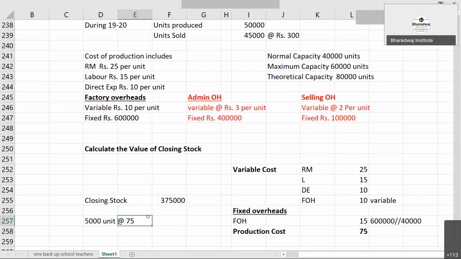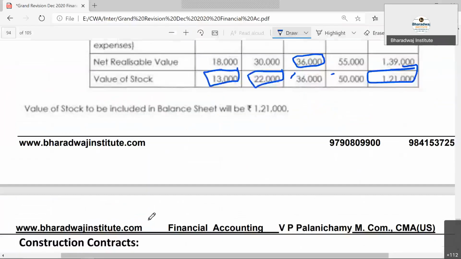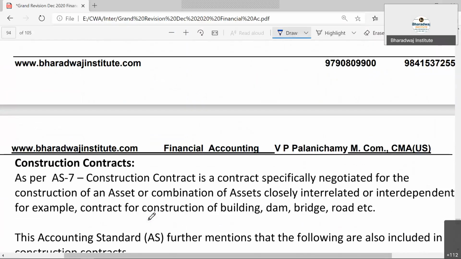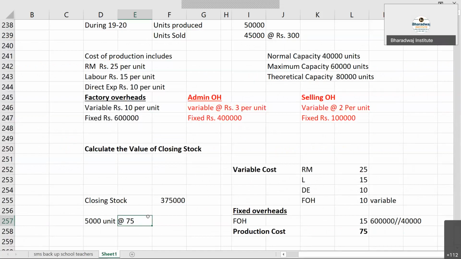FIFO, LIFO, weighted average, simple average. Okay, that can be tested in costing, group 1 costing, material chapter, stores ledger preparation. Yes, that can be tested there, but not in accounts. In accounts, these are the different models possible. So whatever we discussed here, plus this particular problem, it can be tested.